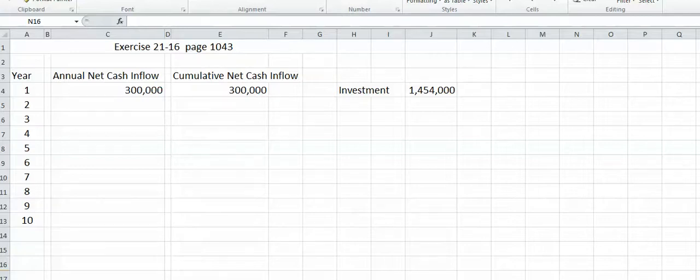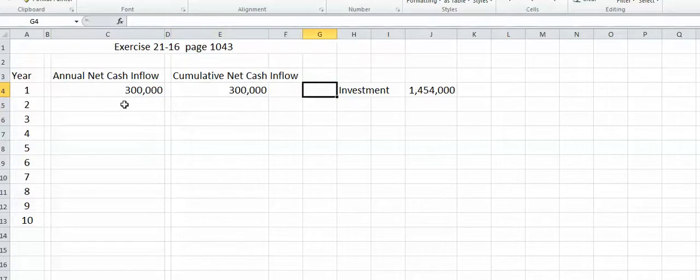So I've set up my table here to show years 1 through 10. Right? So here we have Robinson Hardware. They've added a new product line that's going to require an investment of $1,454,000. They think that this investment's going to have a 10-year life. That's why I have 10 years going down here, right? And that it's going to provide cash inflows the first year of $300,000, the second year of $270,000, and $260,000 each year thereafter.